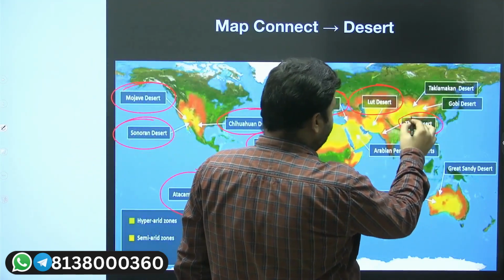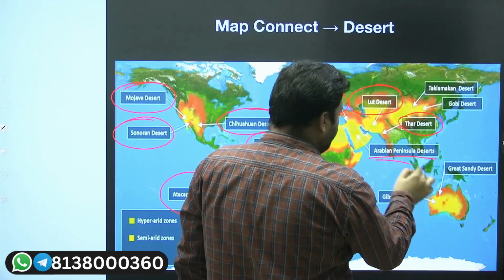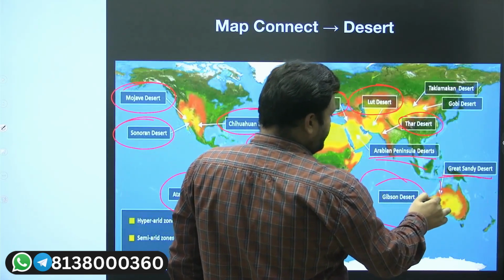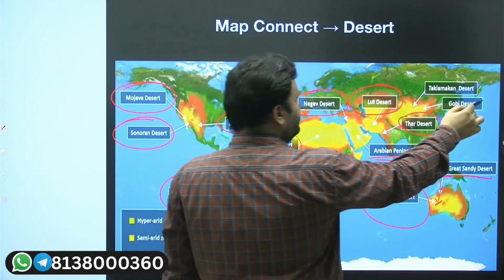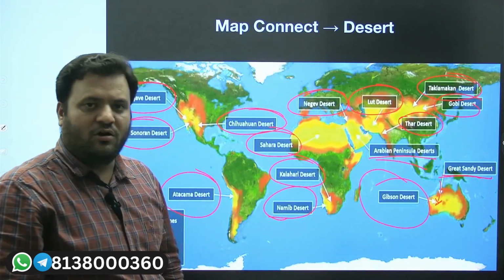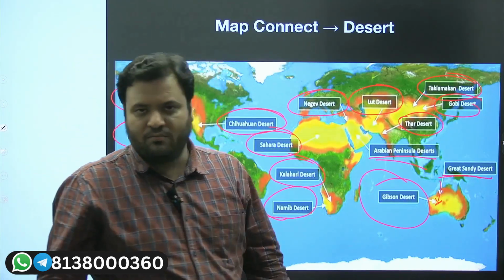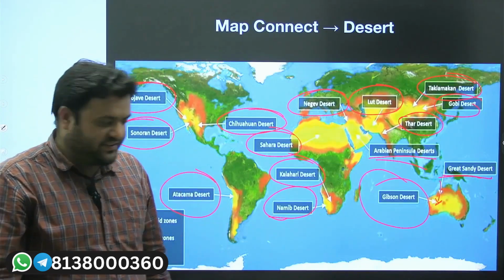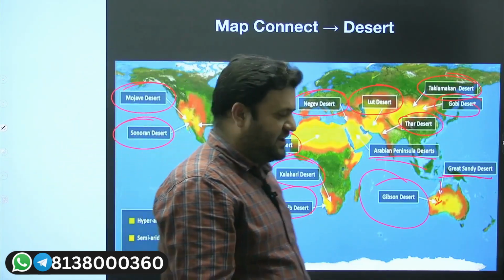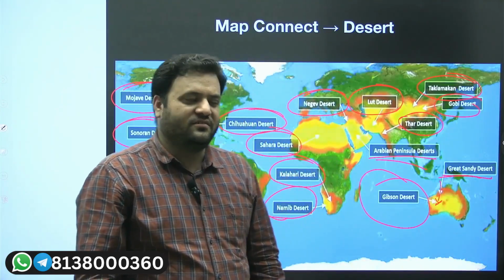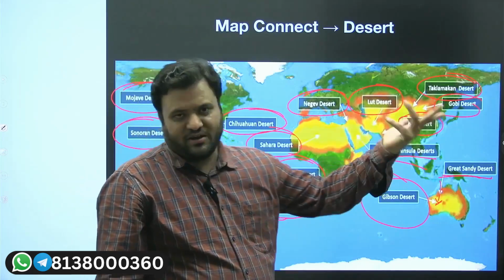Then we have the Thar Desert in India and Pakistan. The Arabian Peninsula desert is there. The Gibson Desert is in Australia, and we have the Great Sandy Desert in Australia. The Gobi Desert is there, and the Taklamakan Desert is there, specifically at the border junction of China and Mongolia. There you will see we have this Taklamakan Desert. Yes, Taklamakan Desert. This is the name which is given. I don't know what the assumption was just to give this particular name, Taklamakan.